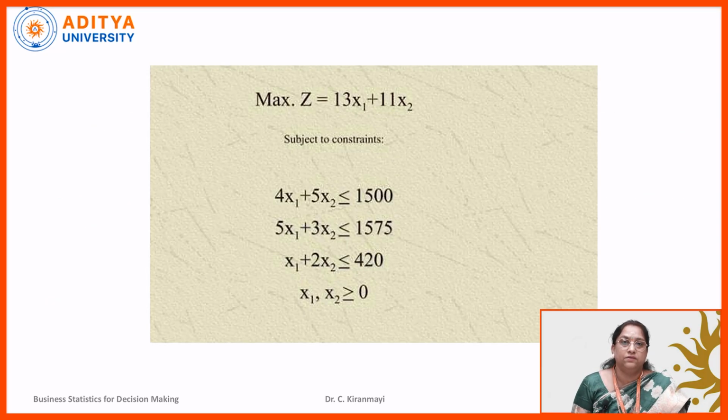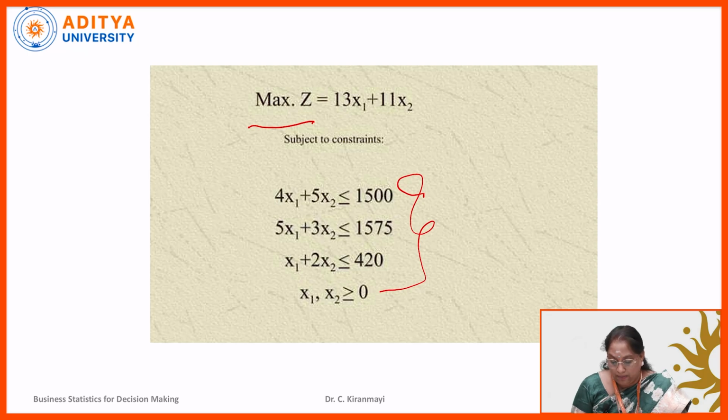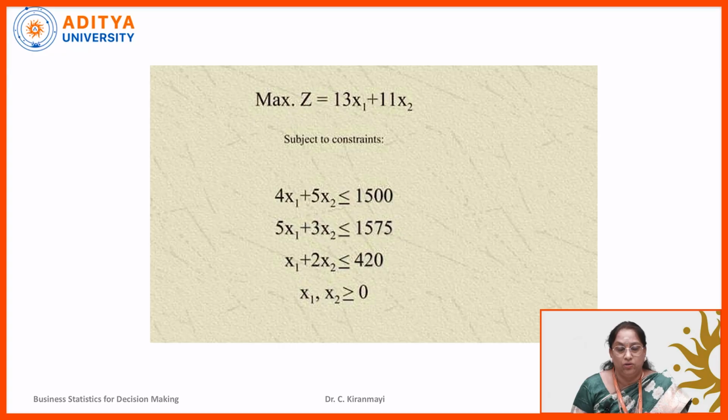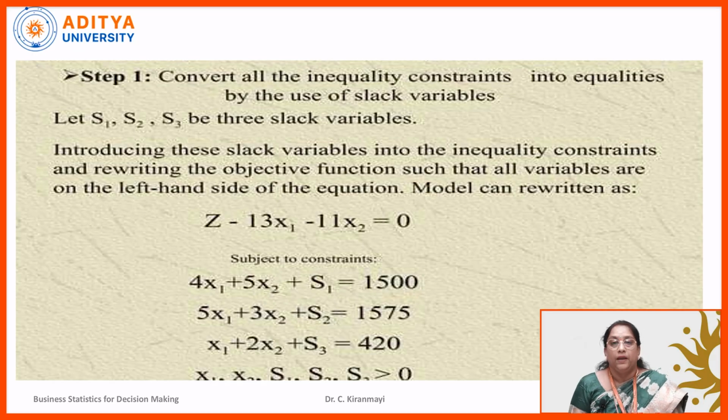Here we have a linear programming problem in a maximization model. We are given constraints which are all less than type, and non-negative constraints are also given. We have to solve this problem using the simplex method.